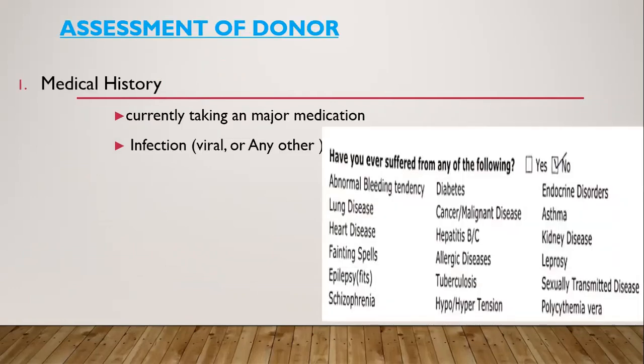So next slide we will go to assessment of the donor. Assessment of the donor is based on the medical history. We take the history of the donor, currently whether they are taking major medication, or have any infection, viral or otherwise. Here I have put a question from the donor questionnaire: have you ever suffered from abnormal bleeding, lung disease, heart disease, fainting spells, or epilepsy? We have to take all this history.